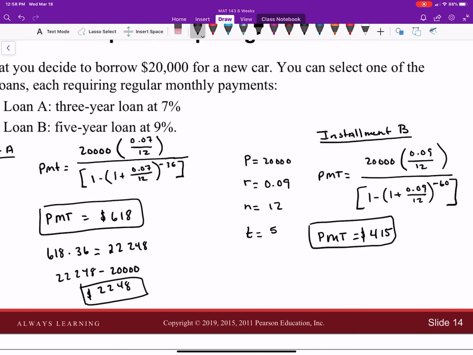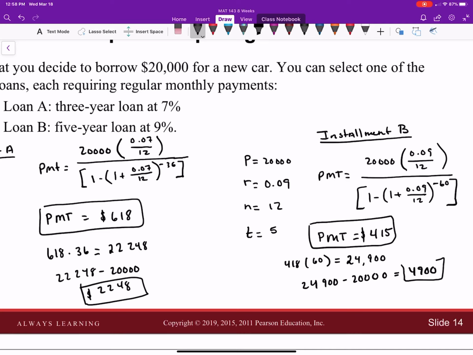And we do the same thing over here. So it's going to be 418 times our 5 times 12, which is 60. We do the same thing, and then we'll get 415, multiply, times 60. We'll get 24,900. Now we take that 24,900 and subtract our 20,000, and then we get what? 4,900.